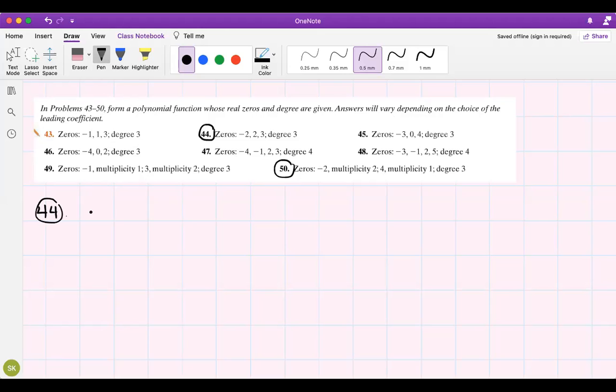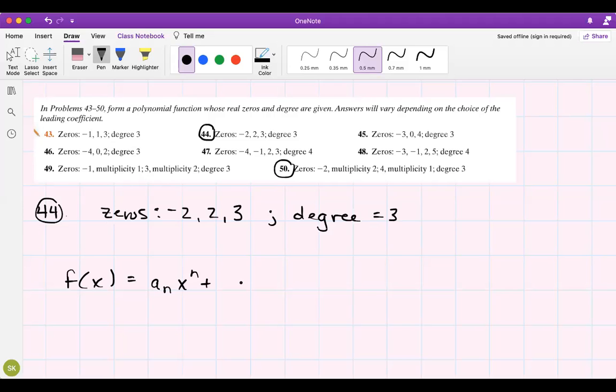So problem 44 says the zeros are -2, 2, 3, and we want the degree of this polynomial to be equal to 3. Okay, so a polynomial function is going to look like a_n x^n plus a_(n-1) x^(n-1) all the way to a_1 x plus a_0. But we can write it in a factored form.